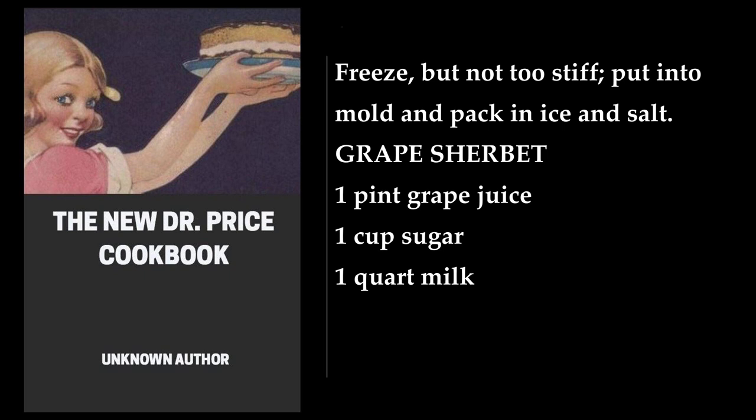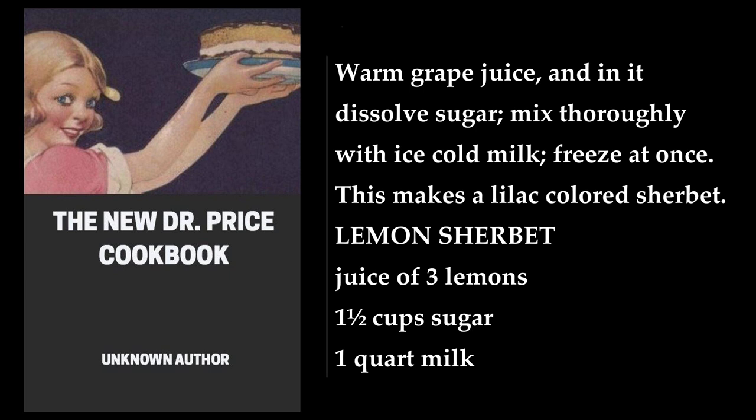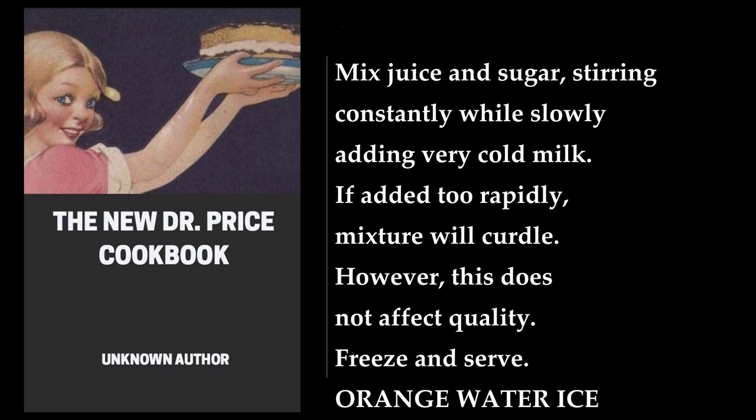Grape sherbet. 1 pint grape juice. 1 cup sugar. 1 quart milk. Warm grape juice, and in it dissolve sugar, mix thoroughly with ice cold milk, freeze at once. This makes a lilac-colored sherbet. Lemon sherbet. Juice of 3 lemons. 1½ cups sugar. 1 quart milk. Mix juice and sugar, stirring constantly while slowly adding very cold milk. If added too rapidly, mixture will curdle. However, this does not affect quality. Freeze and serve.